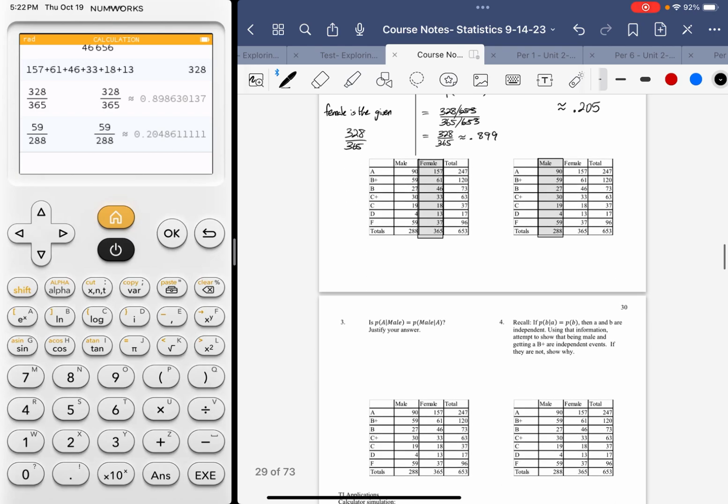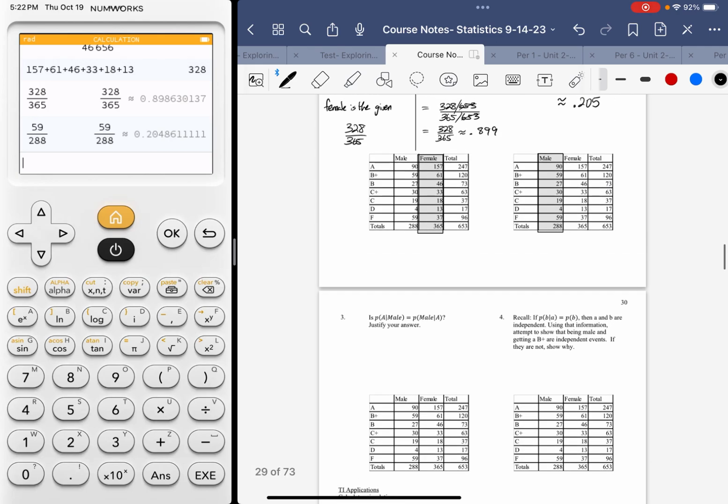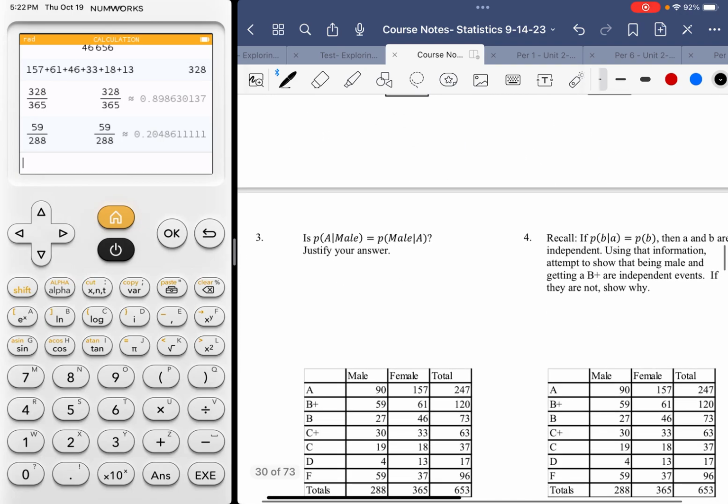All right. The next one, actually numbers 3 and 4, kind of a little bit of a twist on this concept. So it says, is the probability of A given male, all right, so I'm just going to kind of look at this off on the side, a given male. So here's my given. Is that the same as the probability of male given A? All right, so the A here is the given. So it's basically 2 problems in one.